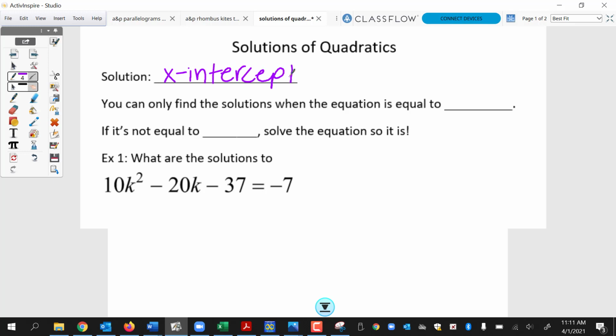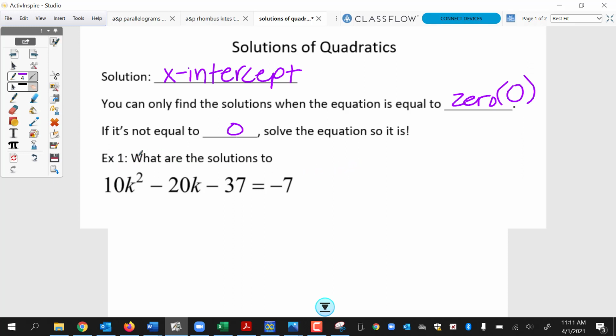Okay. So when they ask us questions about the solution, we can only find the solution when the equation is equal to 0, like the number 0. So if it's not equal to 0, solve the equation so it is equal to 0. That means one side needs to be blank. Everything needs to be on the same side of the equation.